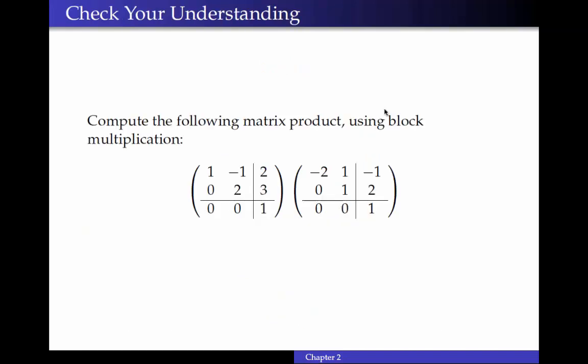So this is a good place to try to check your understanding. What I want you to do is to compute this matrix product using block multiplication. So let these lines be your guide. And so technically, we're looking at this like a 2 by 2 matrix. Same here, 2 by 2. And I want you to multiply row times column for each of those blocks.